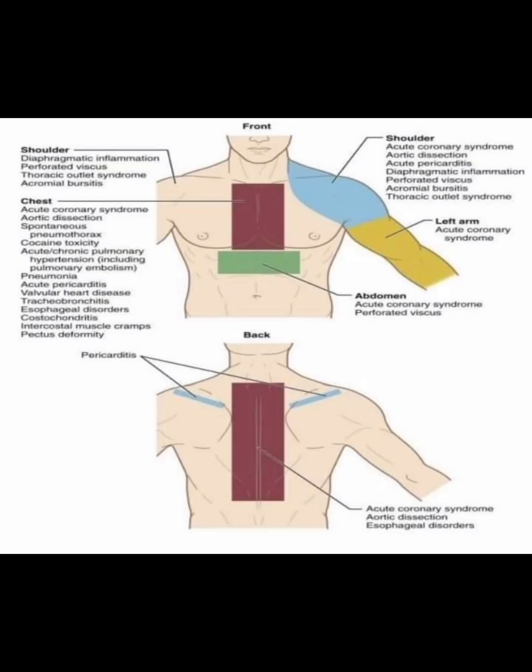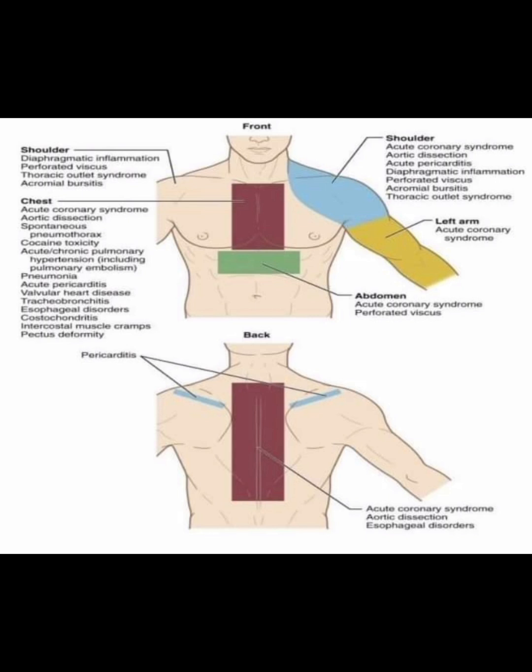According to site of the chest pain, if that is referred to the shoulder, then that is diaphragmatic inflammation, any perforated viscus, thoracic outlet syndrome and acromial bursitis. In the chest, if that is the pain location, then it can be acute coronary syndrome, aortic dissection, spontaneous pneumothorax, cocaine toxicity, acute or chronic pulmonary hypertension including pulmonary embolism, pneumonia, acute pericarditis, valvular heart disease, tracheobronchitis, esophageal disorders, costochondritis, intercostal muscle cramps and pectus deformity. Now this is the front side, and front side also in the shoulder, on the left shoulder, then it can be acute coronary syndrome, aortic dissection, acute pericarditis, diaphragmatic inflammation, perforated viscus, acromial bursitis, thoracic outlet syndrome. If it radiates to the left arm, then it is acute coronary syndrome.